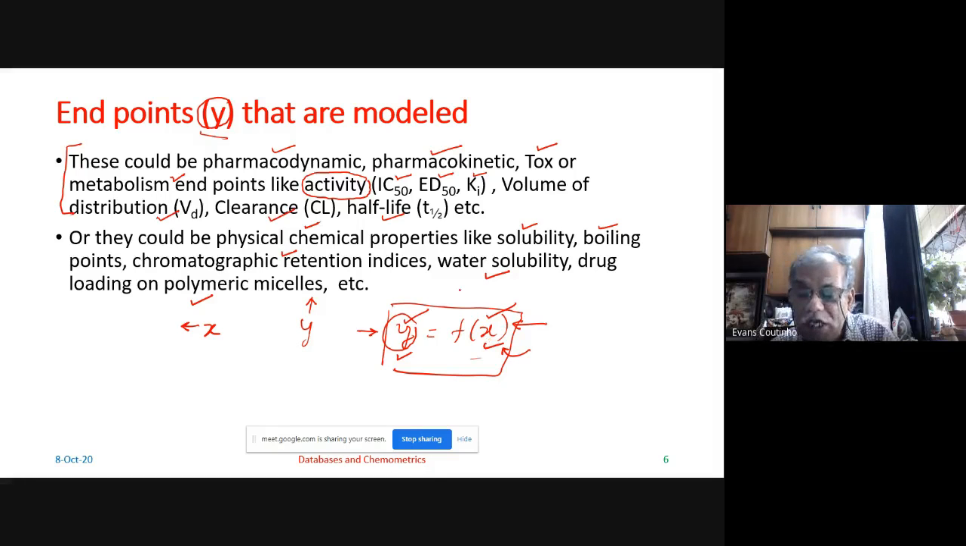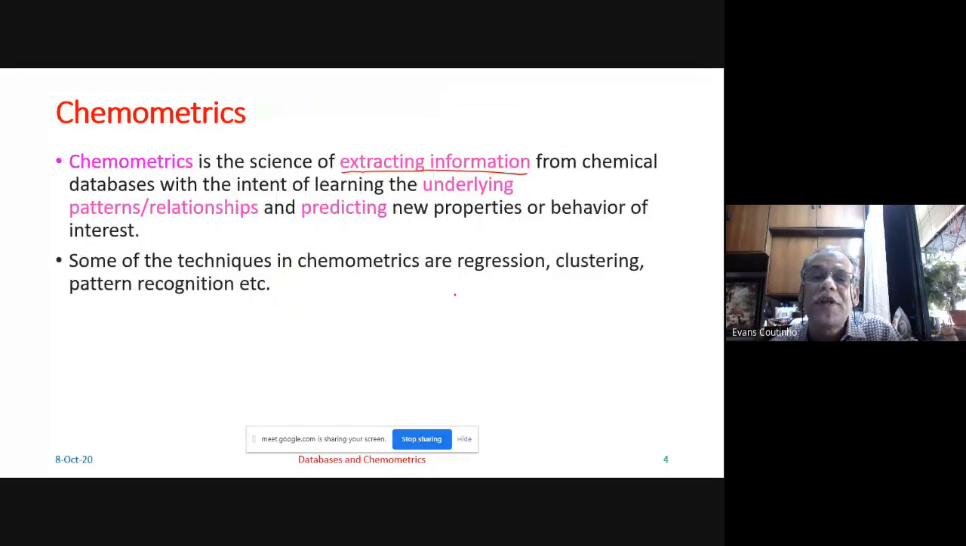So how do we do this? How do we develop such relationships? As I said, we are going to use chemometric tools, and I told you one of the chemometric tools is basically regression.